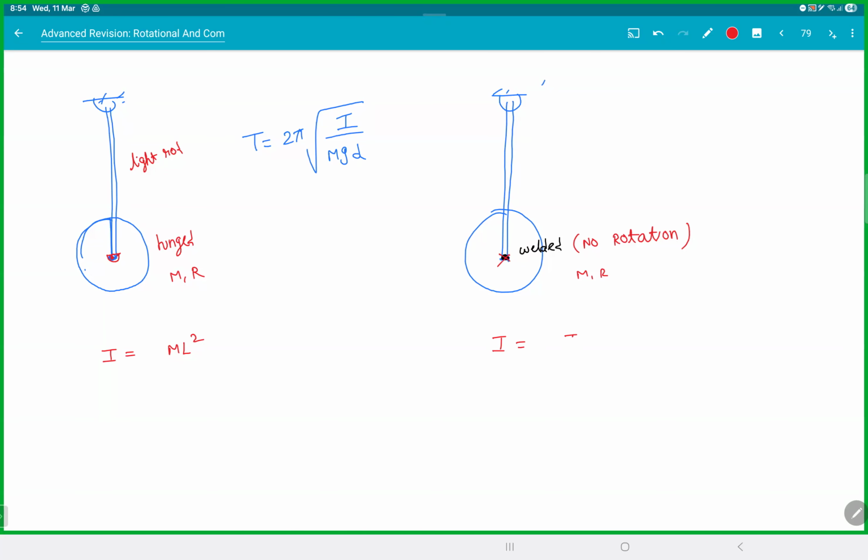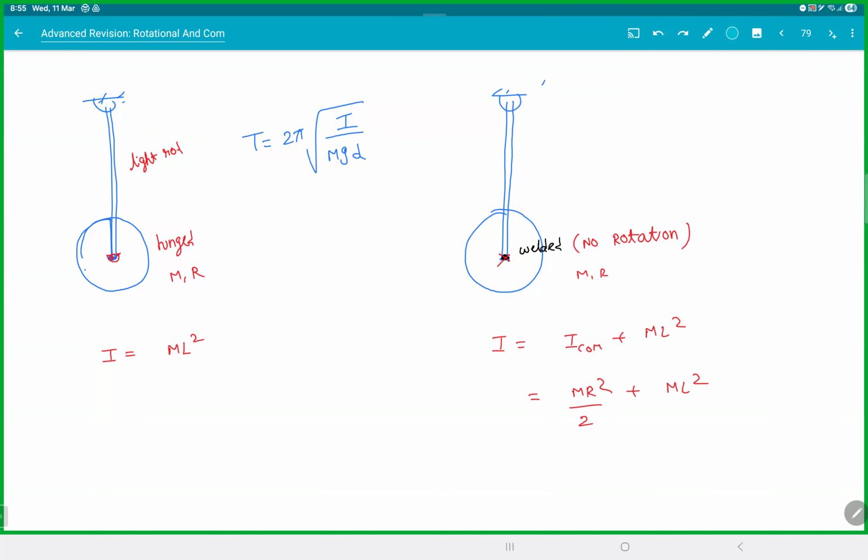This will be I_COM plus mL square. I_COM will be mr square by 2. That is the moment of inertia about the center of mass plus mL square. So if you see the difference, this term is the rotational component which is missing here, isn't it? Is that making sense?